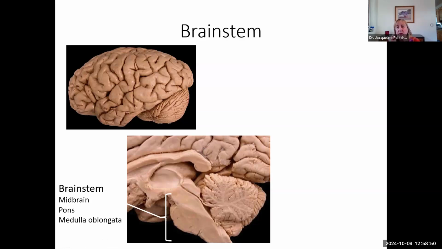So there's three parts to the brainstem. So learn them. They are the midbrain, which is the highest part, the pons in the middle, the pregnant belly, and the medulla oblongata, the lowest part. Below the medulla oblongata, we're going to be exiting the skull and you're going to be in the spinal cord.